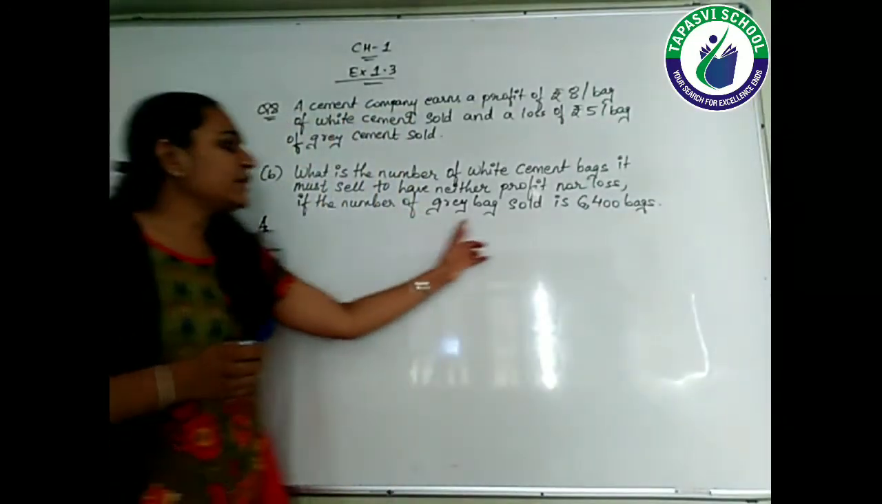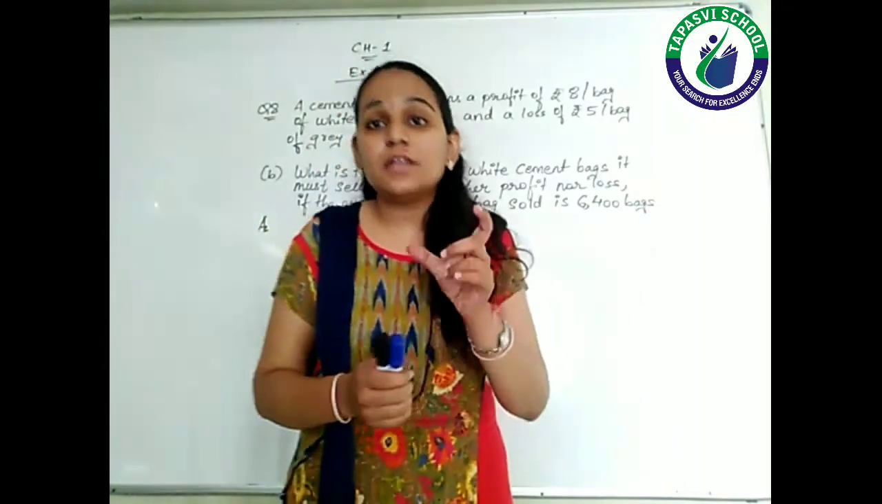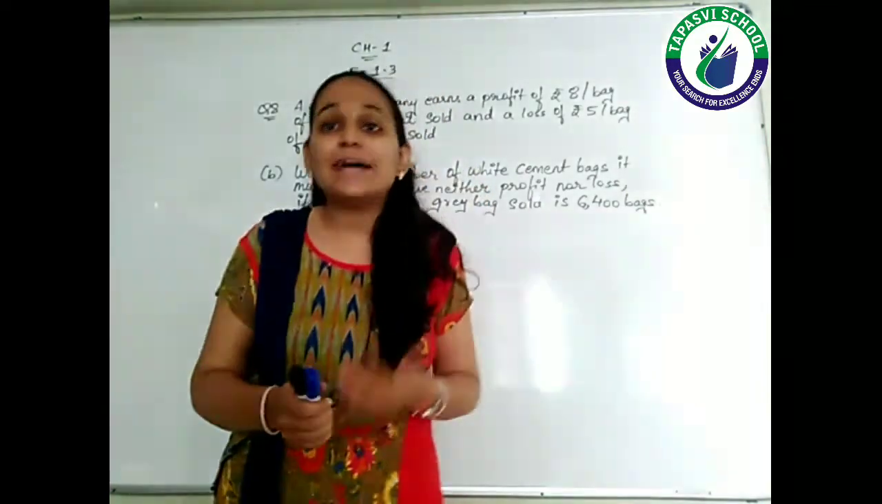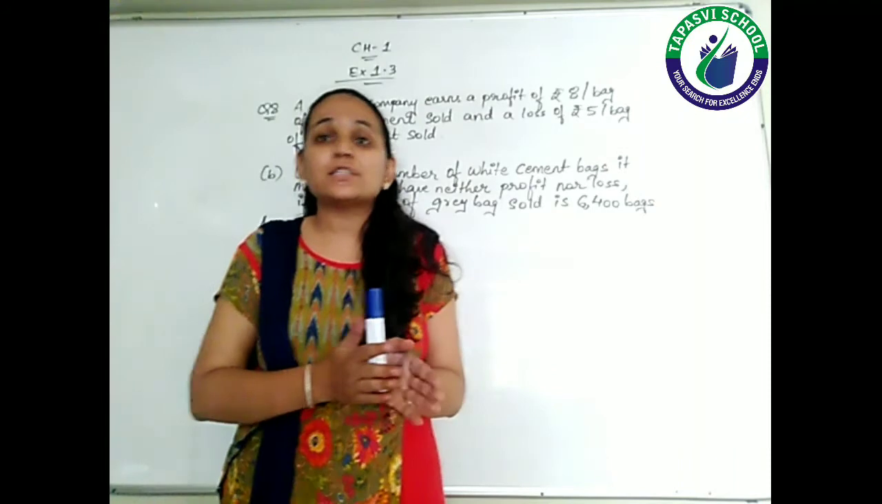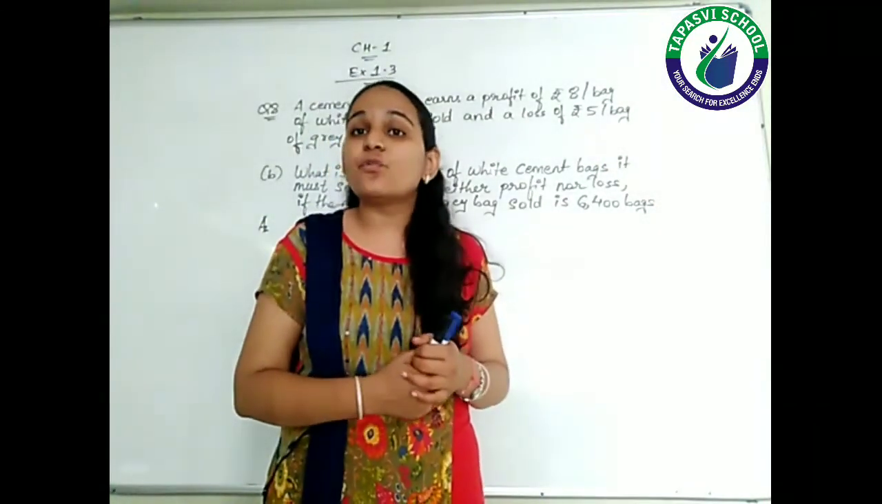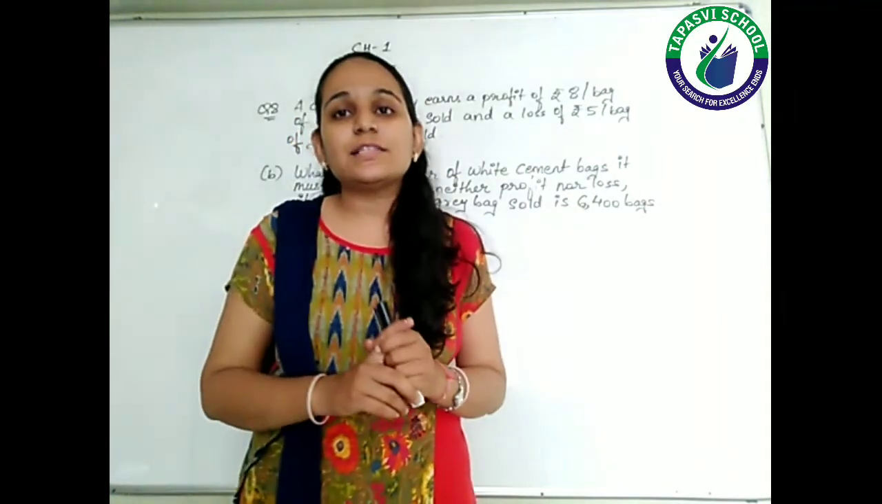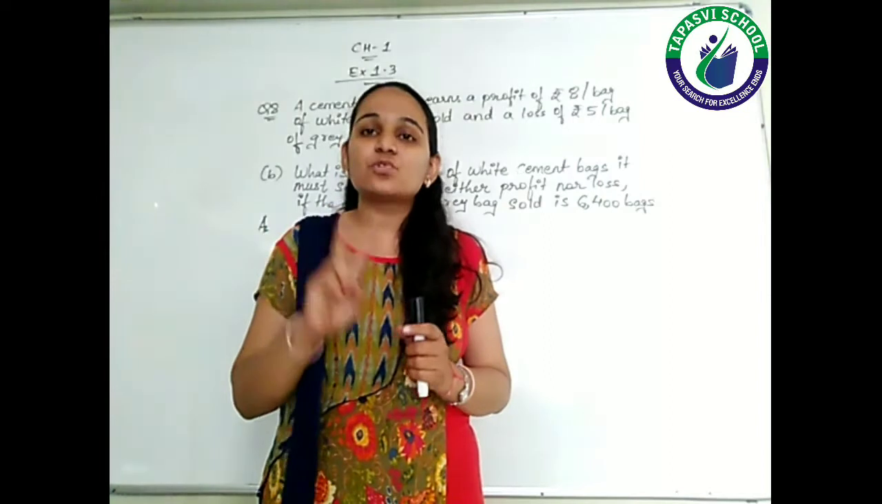If the number of grey bags sold is 6,400 bags. Now here they are giving us one hint. Based on that only we can calculate the answer, students. The number of grey bags that are sold is 6,400. So when we solve the answer, it will comprise two steps.